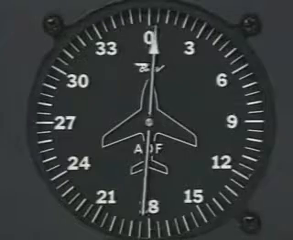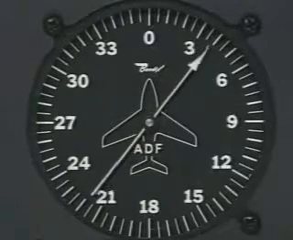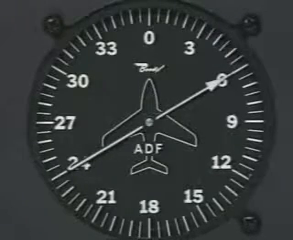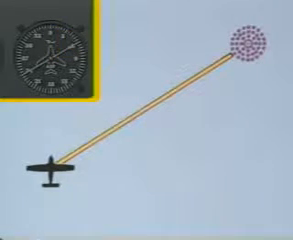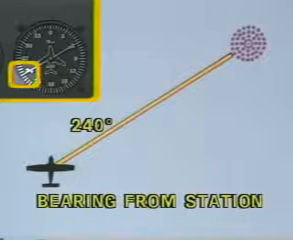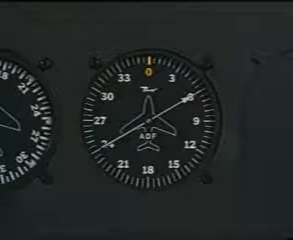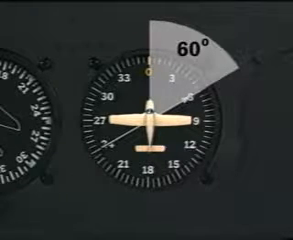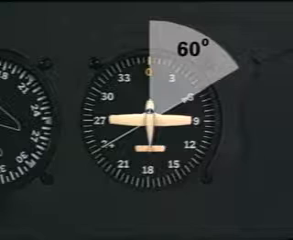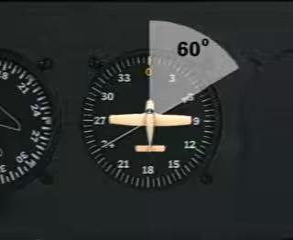The needle on the bearing indicator will move in the direction of the station and stop when a strong signal is found. The pointer of the needle indicates the bearing to the station. In this case, it's 060. The tail of the needle indicates the bearing from the station. In this example, it's 240. 0 degrees on a fixed card is always aligned with the nose or longitudinal axis of the airplane. The needle indicates the number of degrees from the nose to the station. This angle is called the relative bearing. In this example, the relative bearing is 060.